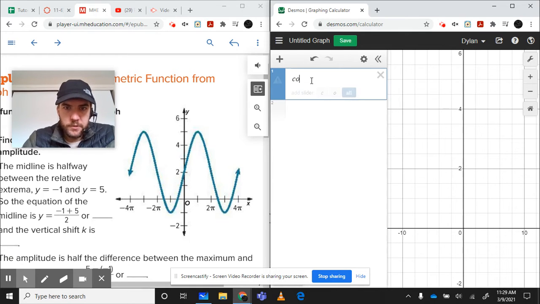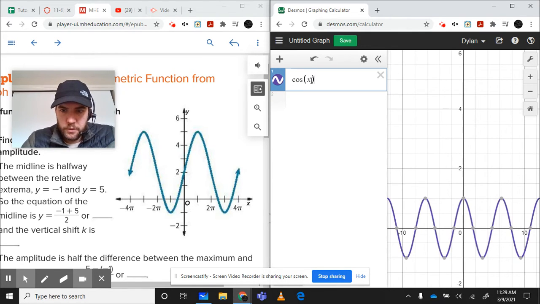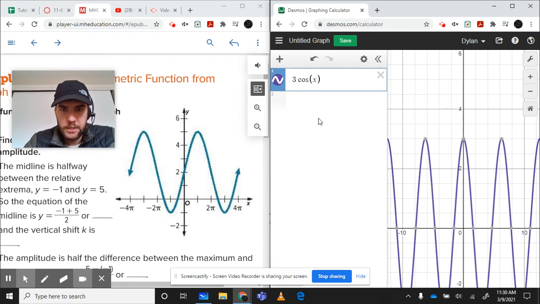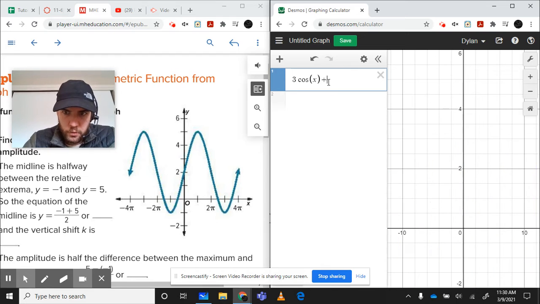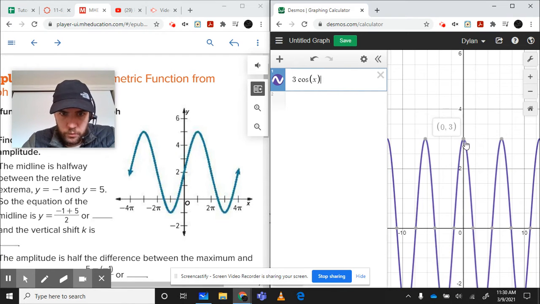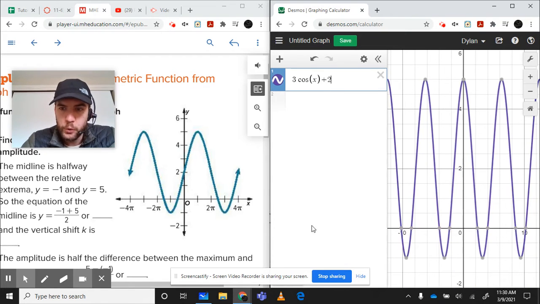We've been told it's a cosine. So let's put cosine of x first. The amplitude appears to have grown, so it's not going from 1 to -1, it's going from 5 to -1. So rather than having an oscillation of 2, we have an oscillation of 5 to -1, an oscillation of 6. We cut that in half for our amplitude, right? So we're going to say 3 cosine of x, and then we are going to raise it up so that we are not going through the 0.3, we're getting up to the 0.5. So it looks like we're going to have to shift upwards by 2.